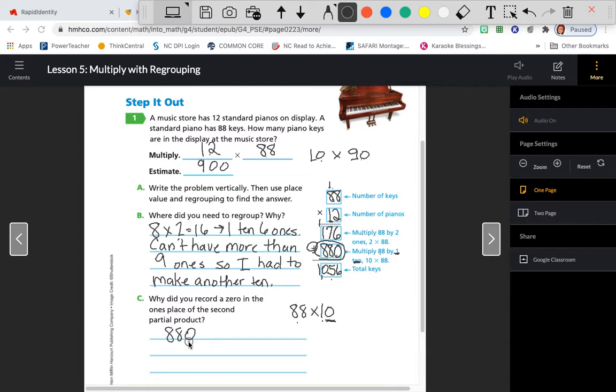Let's go to page 204 and let's work through this again. We're going to be practicing some more multiplying with regrouping.